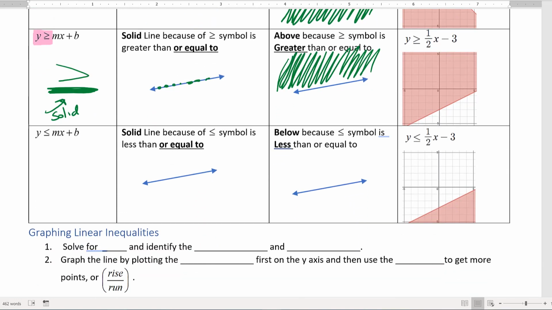Our last example is y is less than or equal to. Less than or equal to means I have a solid line, and that means all the points on the line are included, okay? But because y is less than, that means I'm going to be shading below. For this example, I have y is less than or equal to 1/2 x minus 3, notice it's a solid line, and the shading is below for that problem. So all of the points in the pink and all the points on the line are solutions to that inequality.